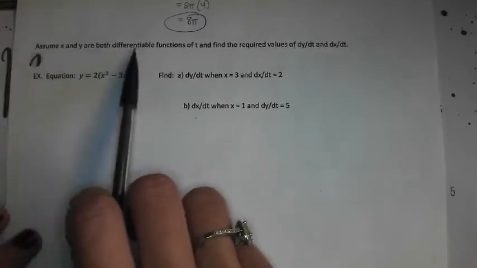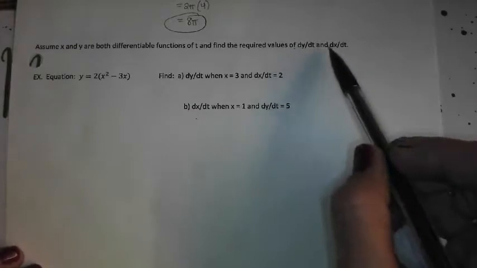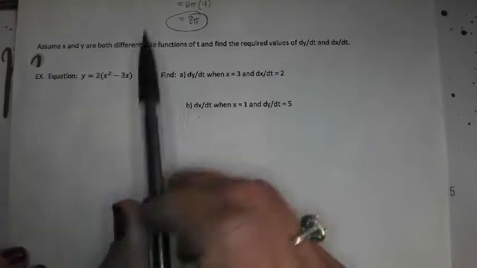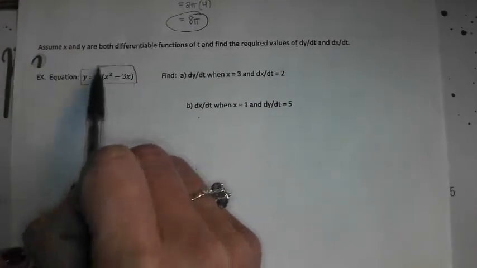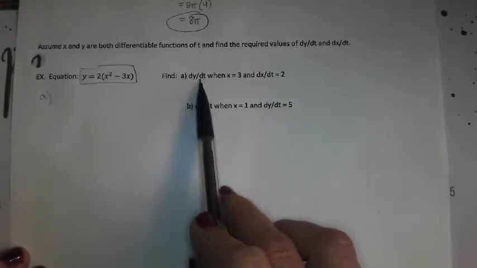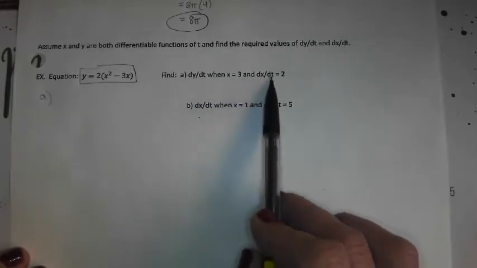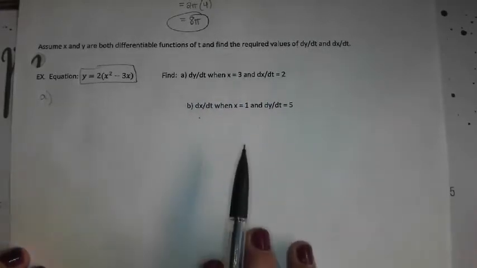Assume x and y are both differentiable functions of t and find the required values of dy/dt and dx/dt. So there's two parts here. Here's the equation we're dealing with. We're first going to do part A, which is to find dy/dt when x equals 3 and when dx/dt equals 2.